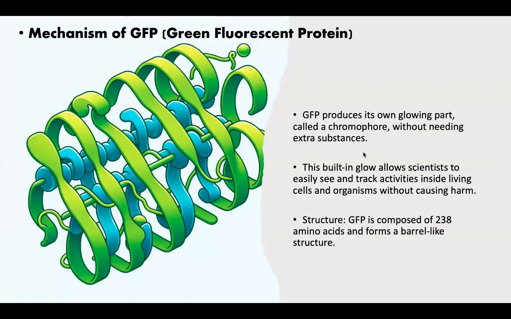Then comes the GFP mechanism, the green fluorescent protein. So GFP undergoes automatic formation of a fluorescent chromophore within the protein. The chromophore forms and allows GFP to emit its green fluorescence. So it enables non-invasive imaging in real time of biological processes in living cells and organisms.